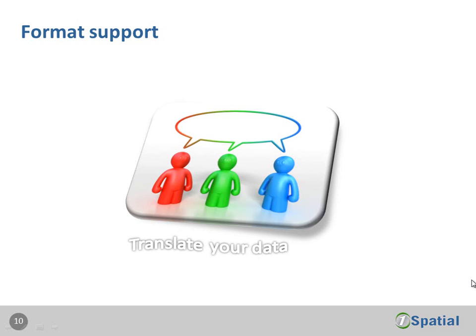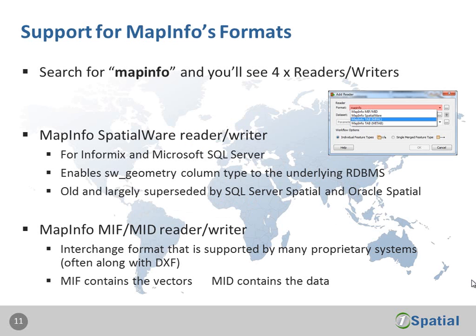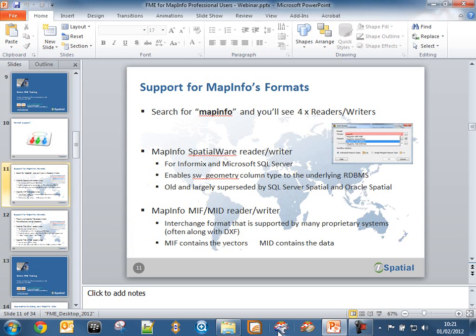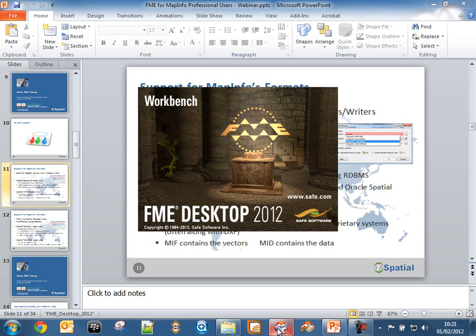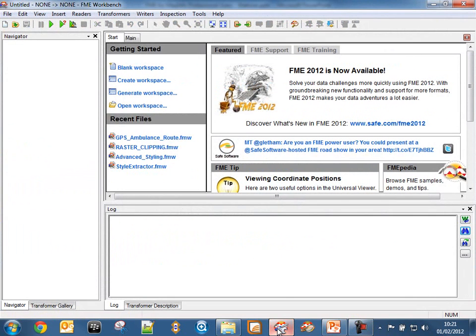Let's look at format support. So, if you search for MapInfo when you're using FME, you'll find that there are 4 readers and writers. Let's do that now. First of all, we'll launch FME. We're using FME 2012 today.